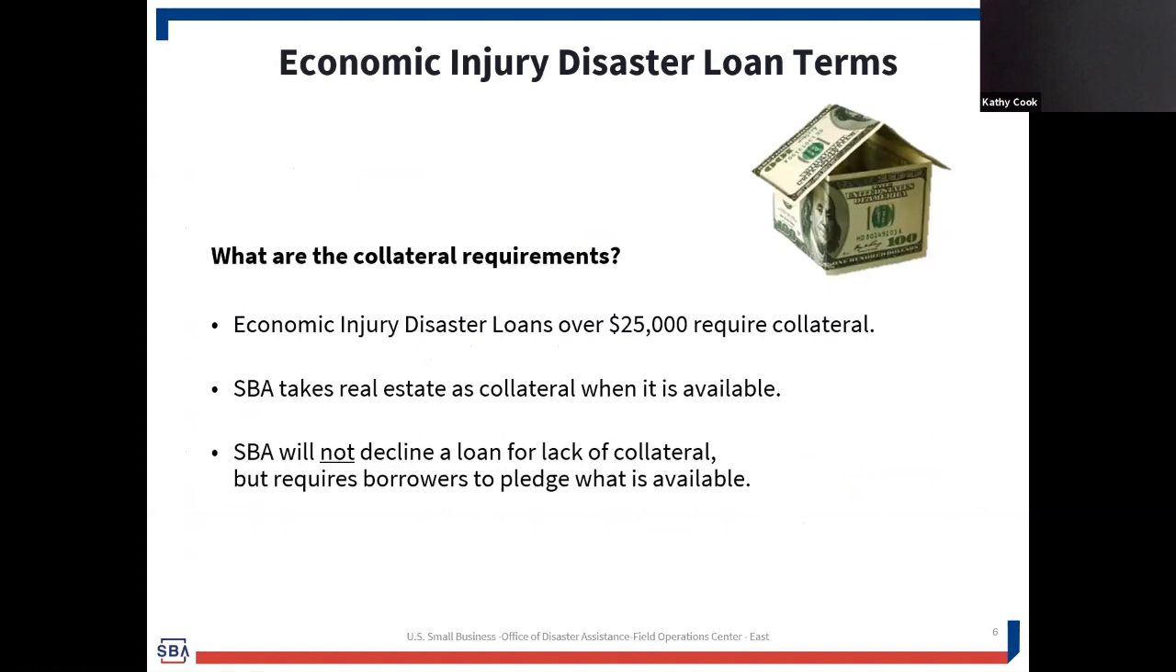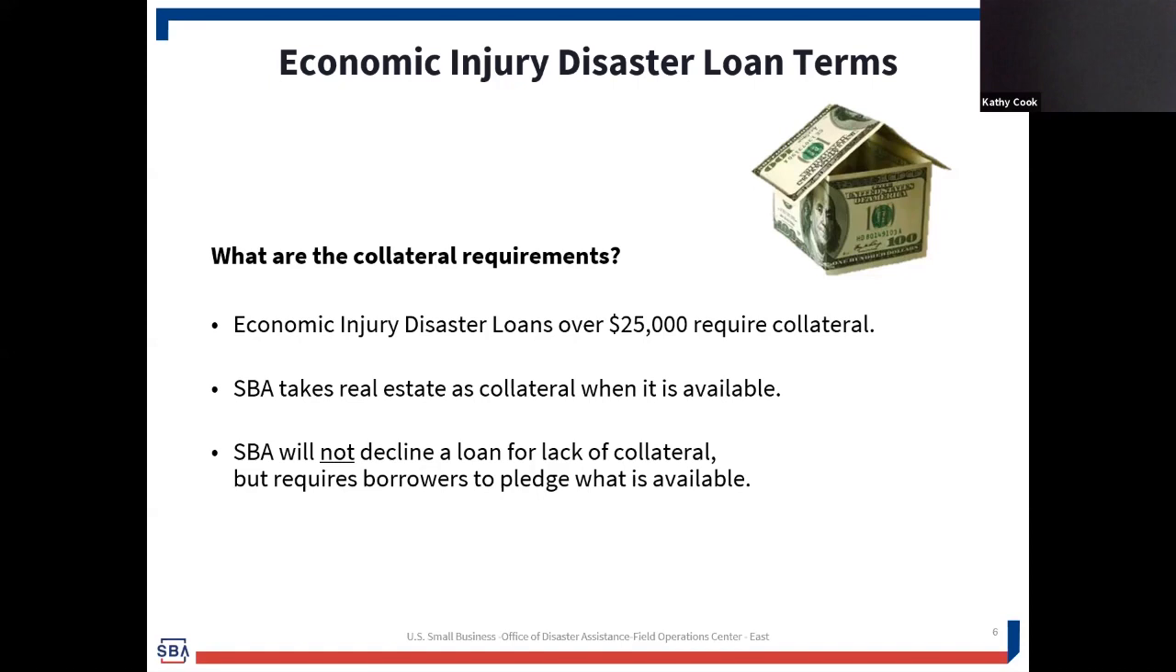Okay, here's another component of SBA's economic injury disaster loans. You can borrow up to $25,000 without collateral. That's a signature loan. That's just like getting a credit card. However, if the loan is over $25,000, then we require collateral. SBA takes real estate when it is available. We will take second or third or whatever position is necessary. So if you're a sole proprietor and you own your business location and you already have an existing loan on it, SBA will take a second lien on that particular property.